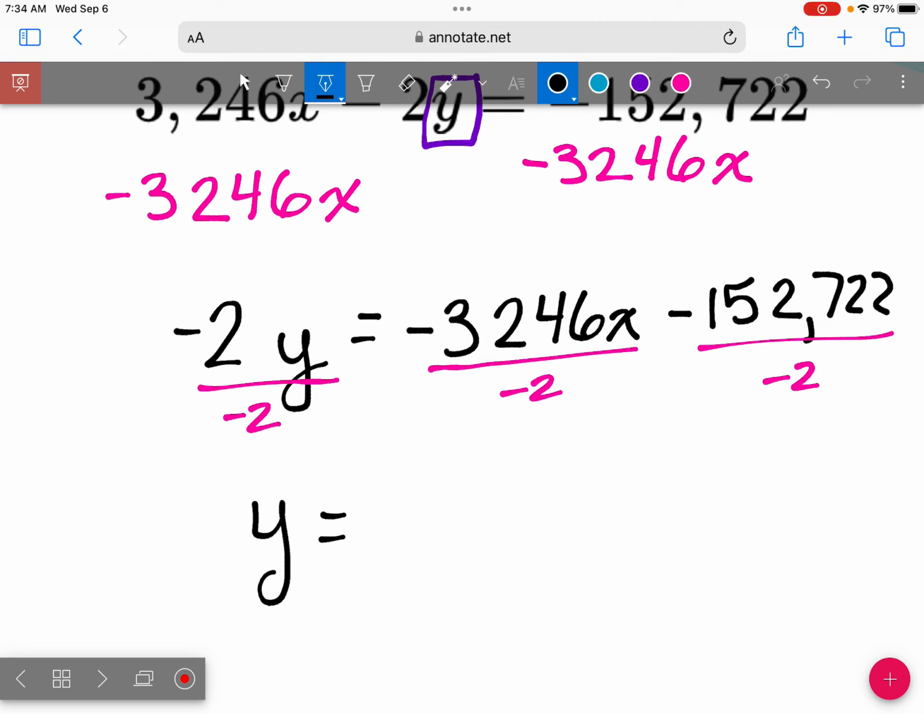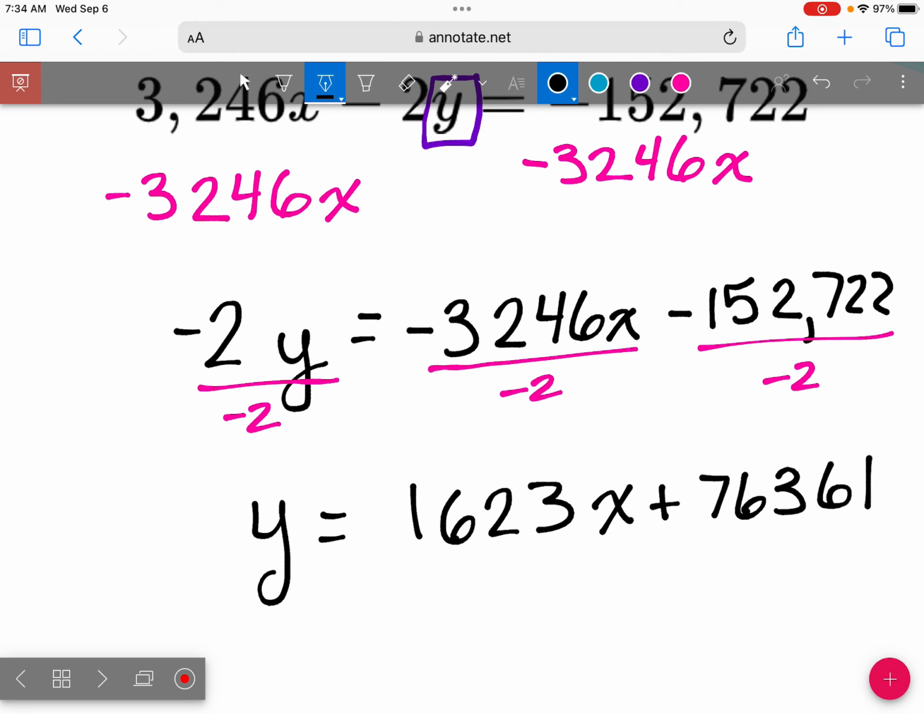What is negative 3,246 divided by negative 2? 1,623. I think you did the other one. Yeah. So our equation is 1,623x. And then are we going to have a plus or a minus? Plus. And then what did you get, Giovanni? 76,361. Yep.